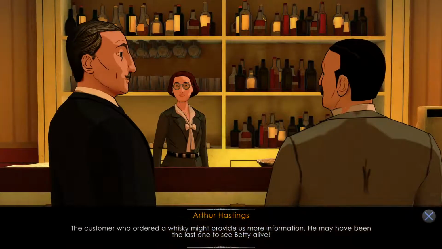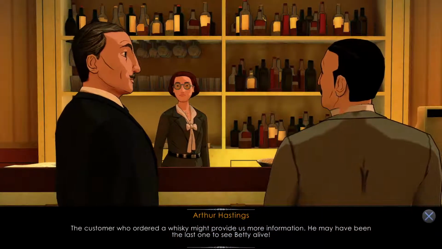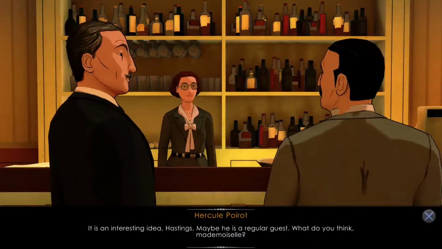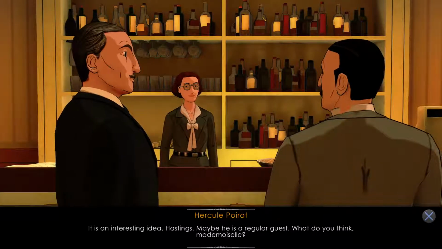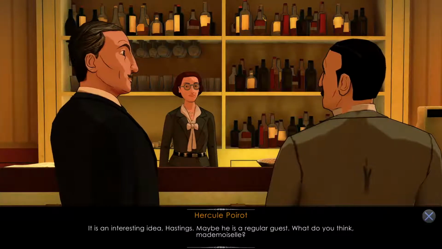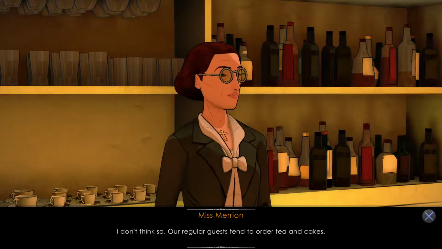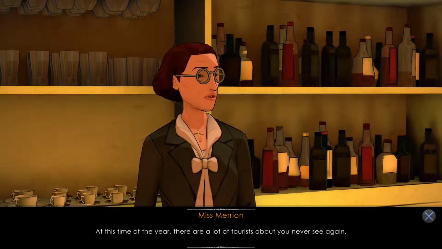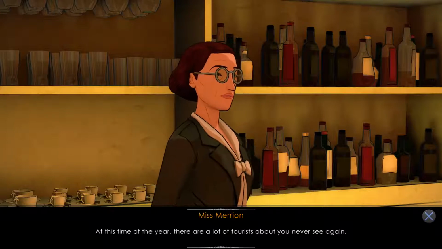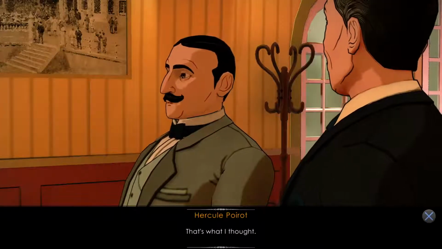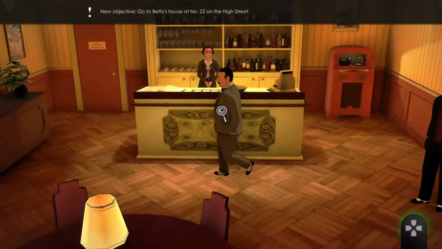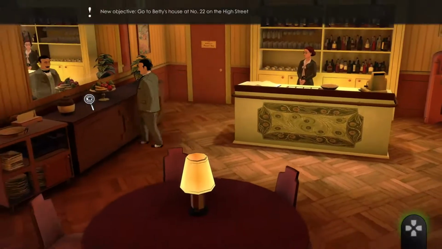The customer who ordered the whiskey might provide us more information. He may have been the last one to see Betty alive. It is an interesting idea, Hastings. Maybe he is a regular guest. What do you think, mademoiselle? I don't think so. Our regular guests tend to order tea and cakes. At this time of the year, there are a lot of tourists about you never see again. That's what I thought. Time to visit Betty's home. Oh, okay. Anything else we can check out here?